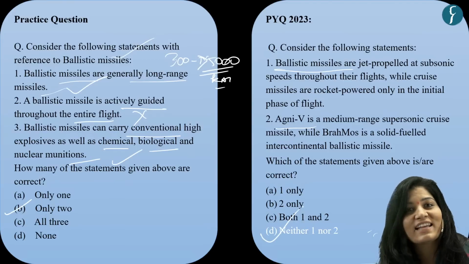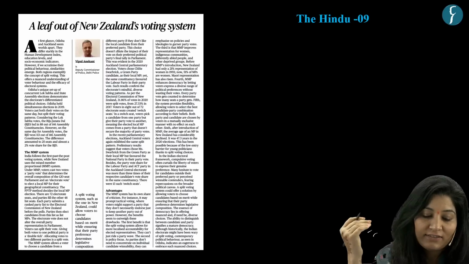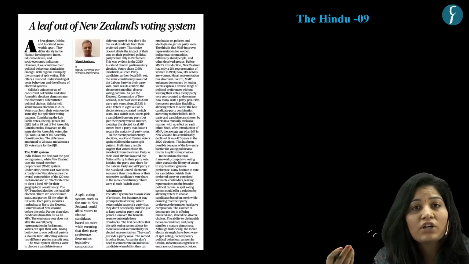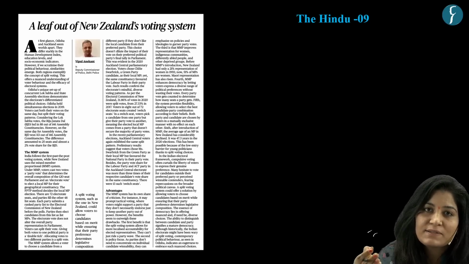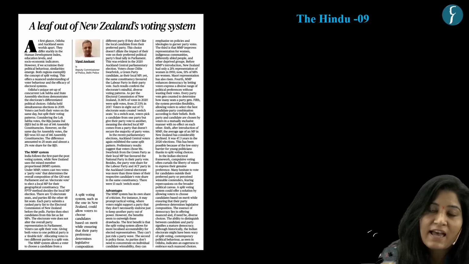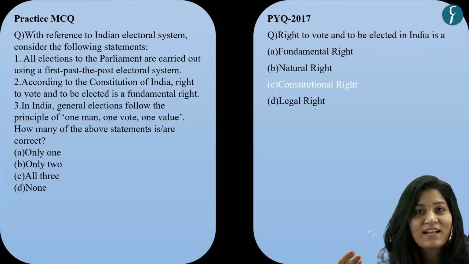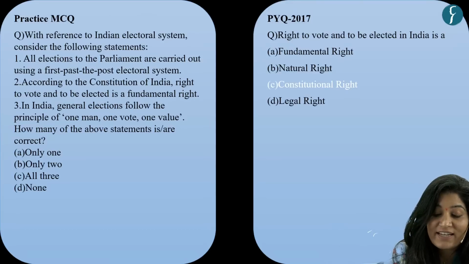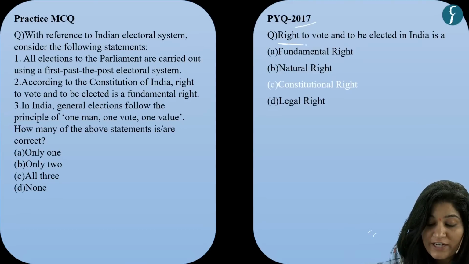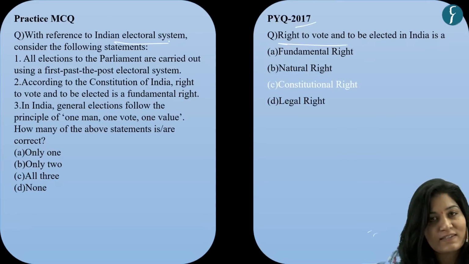Now, let's come to the next prelims pointer. The context of this news article is that it talks about the split party system followed in New Zealand. Now, what is the split party system? Here, we have a simultaneous election for local MPs and for parliament. And UPSC has been asking questions related to various aspects of the electoral system. In 2017, they framed a question on the right to vote. So here we have taken a practice question on the Indian electoral system.